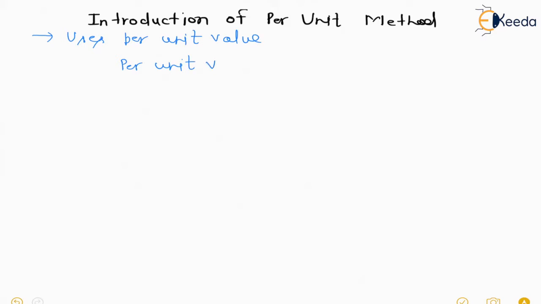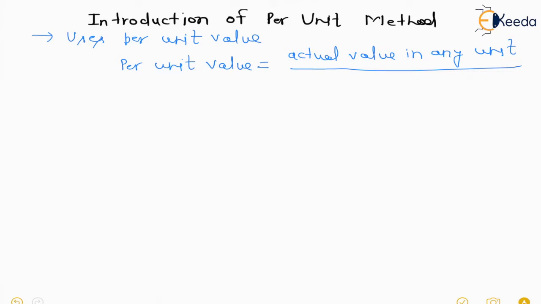Per unit value is equal to actual value in any unit upon base value in the same unit. Same means whatever the unit is in the numerator, that unit will be in the denominator. So per unit value is equal to actual value upon base value in general.